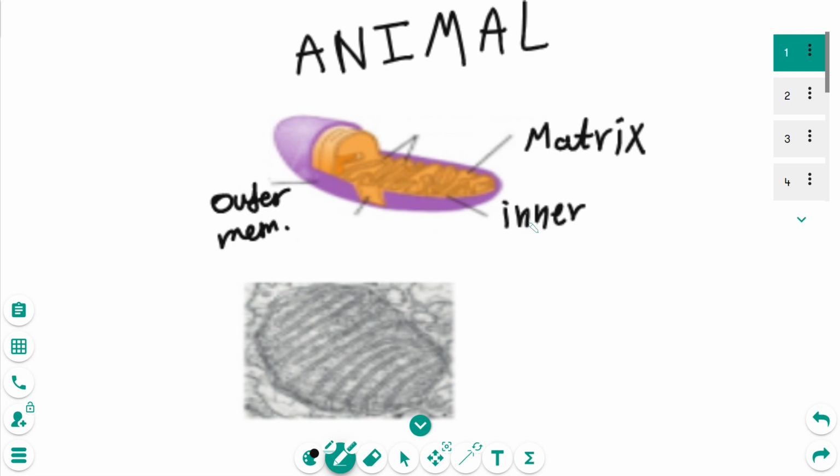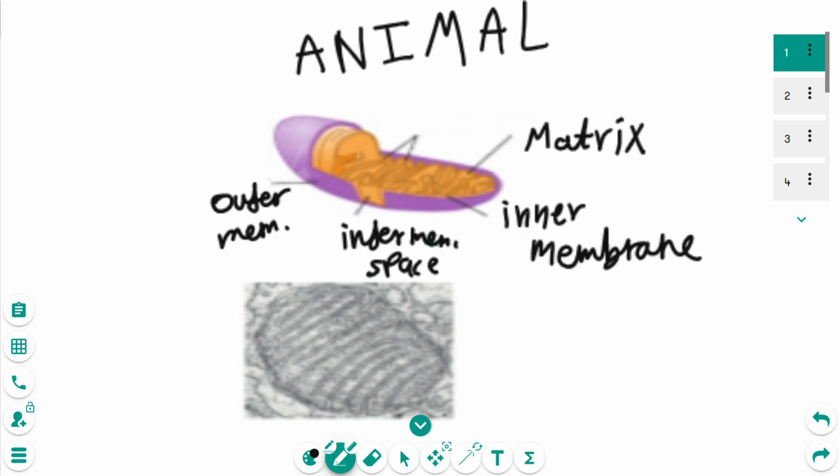Inner membrane. Yep, this is the inner membrane here. And then here I think this is the intermembrane space. And then within the inner membrane there are these folded bits of the inner membrane, and these are called cristae. So that's all you need for the mitochondria for now.